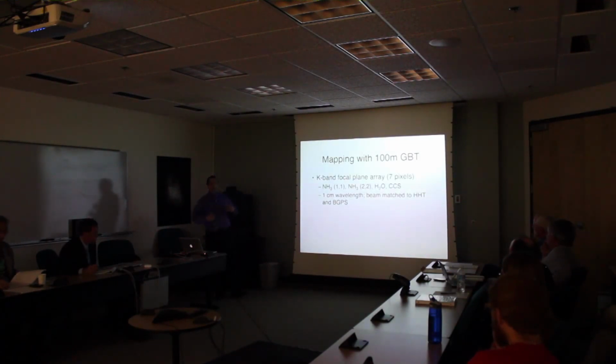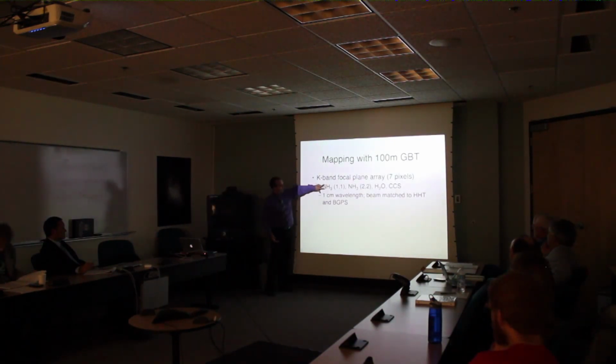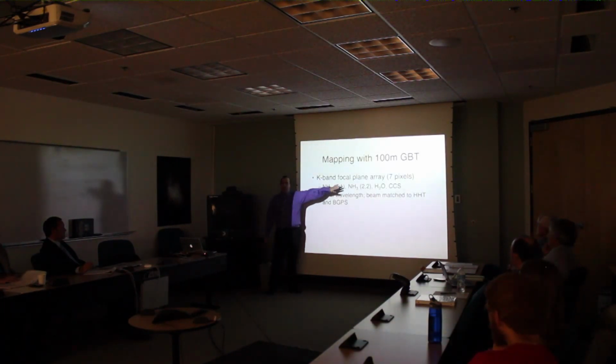And what helped make this possible was that they came up with a brand new instrument that has 7 pixels. So for all of you people with those 5 megapixel cameras out there, we're not there yet. But with 7 pixels, it basically allows us to take 7 times the data. And we're able to observe ammonia, the same stuff you clean your floors with, ammonia 1,1 and 2,2, which are inversion transitions, which I could go into detail, but basically they allow us to determine the temperature of the ammonia, as well as water masers.